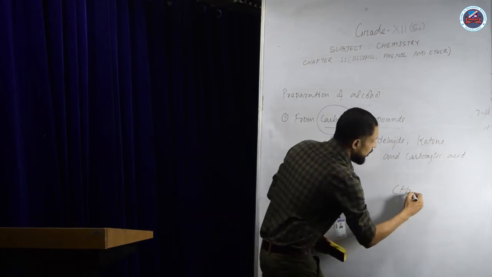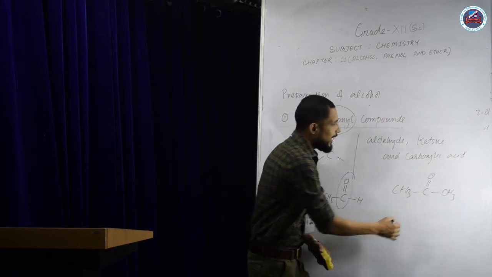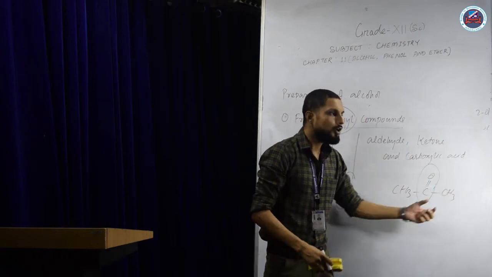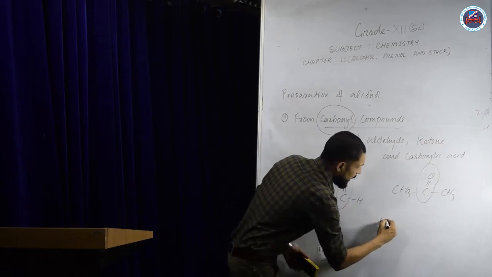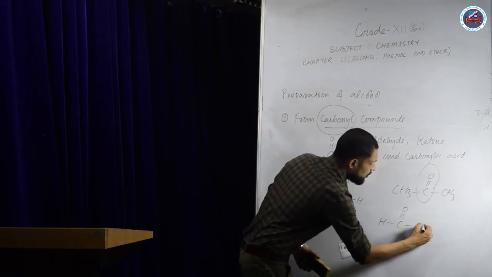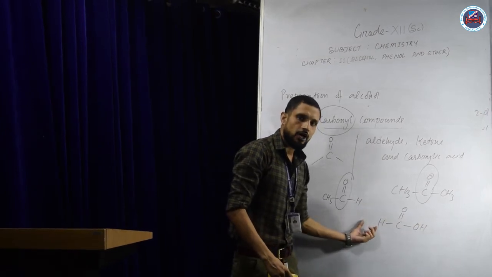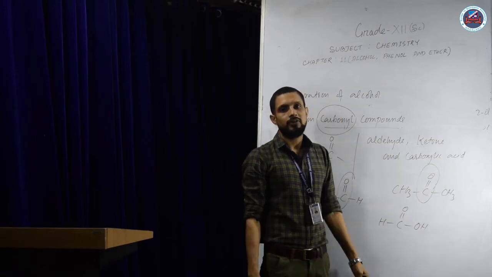If you have this compound CH3, C double bond O, CH3. Now you can see you have this carbonyl group. On both sides you have alkyl group. So this is a ketone. So you have H, C double bond O, OH. So you have a hydrogen on the left hand side, OH group on right hand side. So this is carboxylic acid.